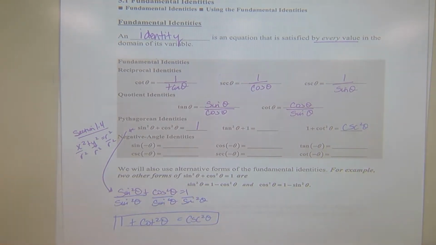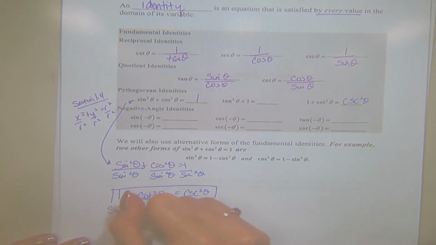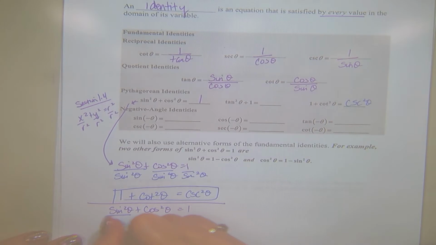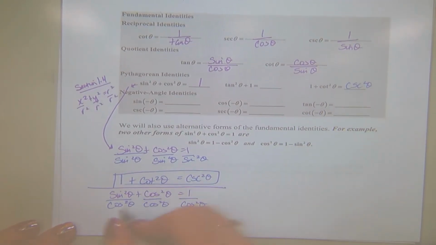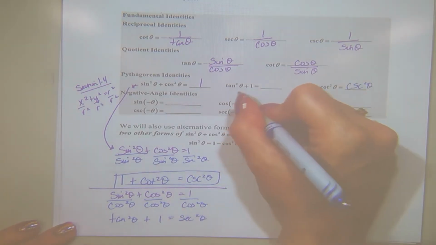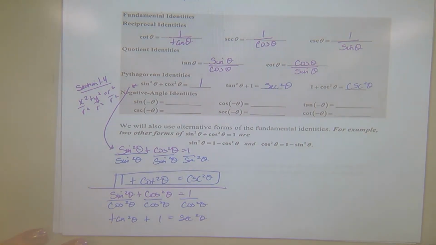If I start back with my main Pythagorean identity, sine squared theta plus cosine squared theta equals 1, and this time I divide everything by cosine squared theta, then I have tangent squared theta plus 1 equals secant squared theta. Tangent squared theta plus 1 equals secant squared theta. So there are my 3 Pythagorean identities.